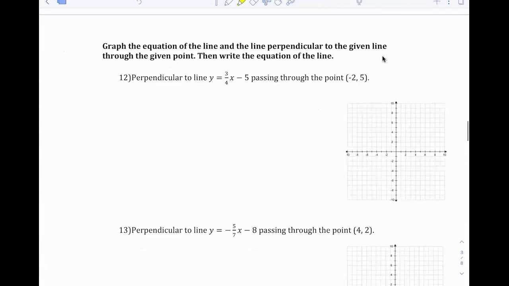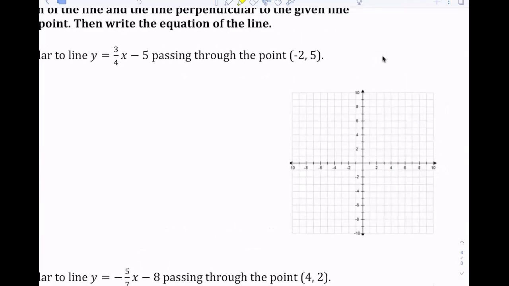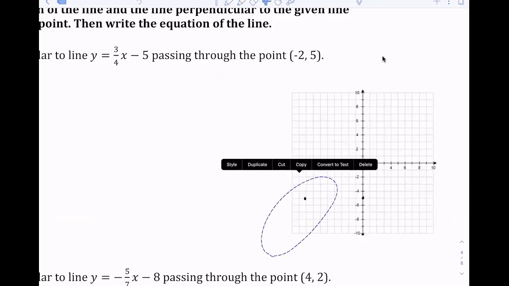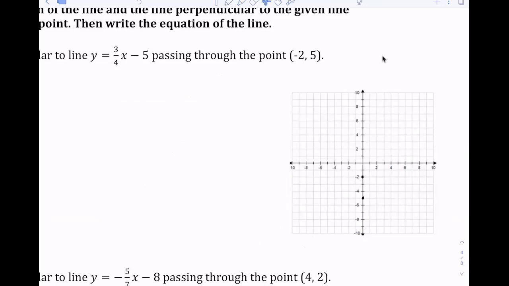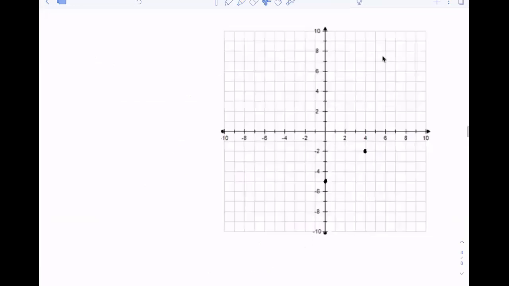Now, perpendicular. All right, now I got to show you something about perpendicular. Again, I have to graph y equals 3/4 x minus 5. So if I'm graphing that, everyone knows I'm going to go down what? 5. And then from there, I'm going to go up 3 and to the right 4. And then we're going to draw that line.